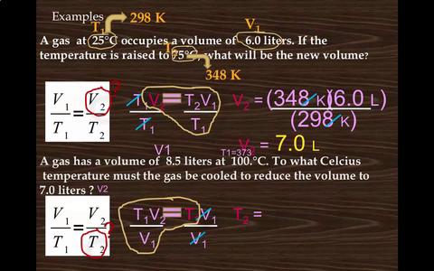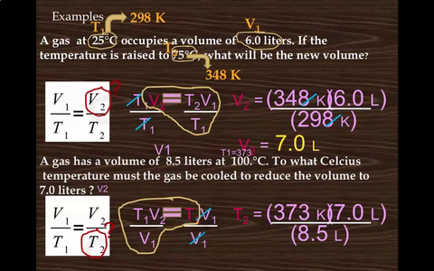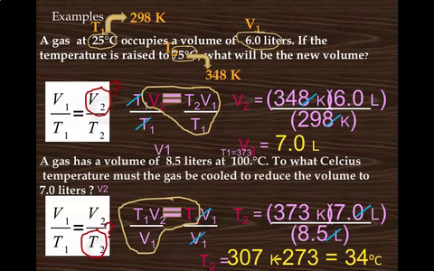So I'm going to plug in. I've got T1 times V2 over V1, and I'm going to multiply and divide. My liters cancel, so I'm left with Kelvin, and I end up with 307 Kelvin. And if I want to have that in Celsius, I can just subtract 273 from that, and that gives me a Celsius temperature of 34 degrees.